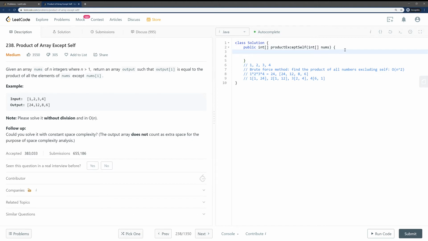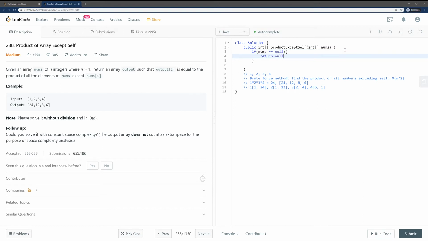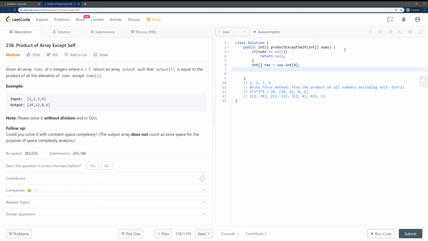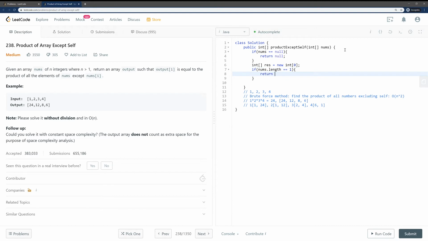So first case is some error checking: if nums equal to null, we want to return null. So our output will be results, which will be new int, and if there is only one number, nums.length, then we want to return an empty array.